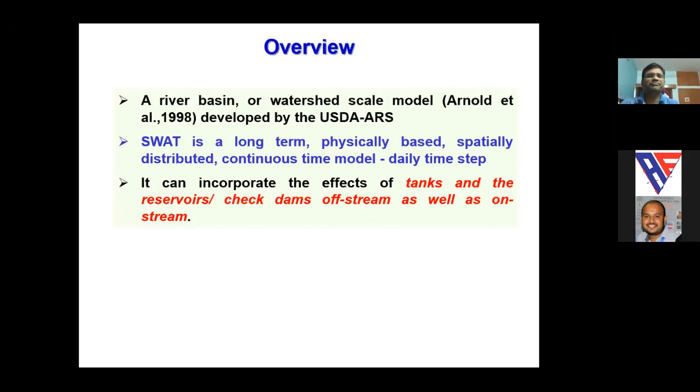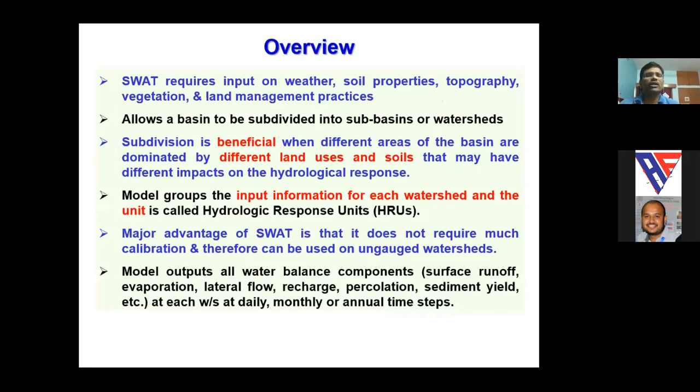So basically, this SWAT model is very useful, but it requires different input parameters like weather parameters, soil parameters, topographical parameters, vegetation, land and management practices. And the very basic feature, or you can say specialty of SWAT, is that SWAT allows us to subdivide the watersheds, or the basin, into sub basins or watershed levels.